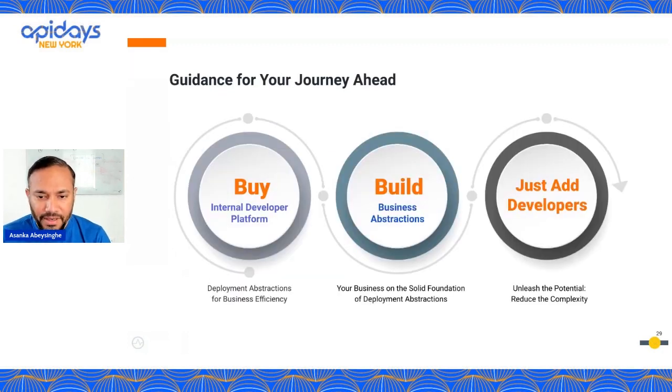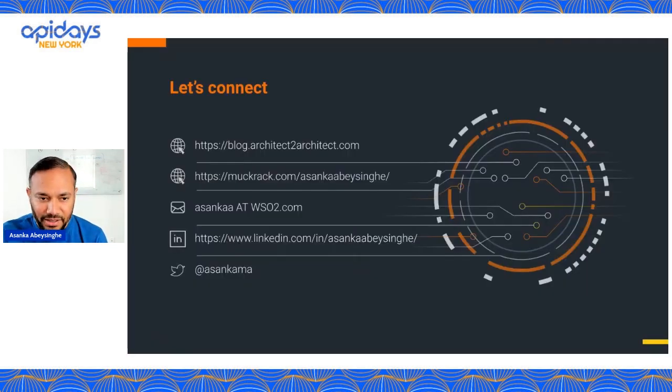So, some guidance from me based on working with large organizations and helping them in their digital transformation journey. First, buy the internal developer platform, don't build it, because, as I repeatedly said, it takes a lot of time and effort. And build great business abstractions and provide digital experiences to your end users. And once you get the first two, then you just have to add developers. Once you have these great abstractions done, you can just add developers and start building these applications and rapidly deliver these capabilities to your end users.